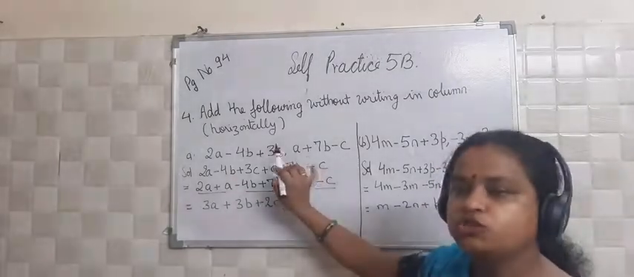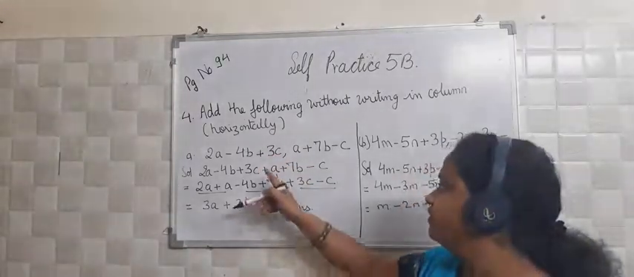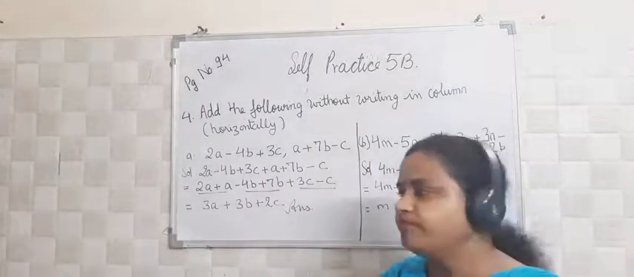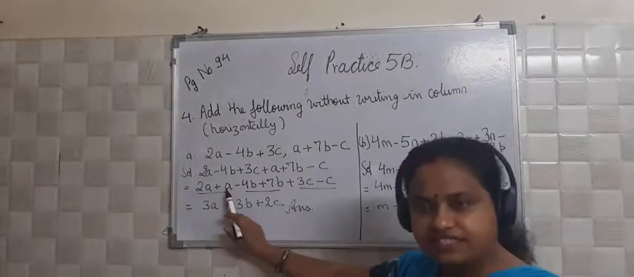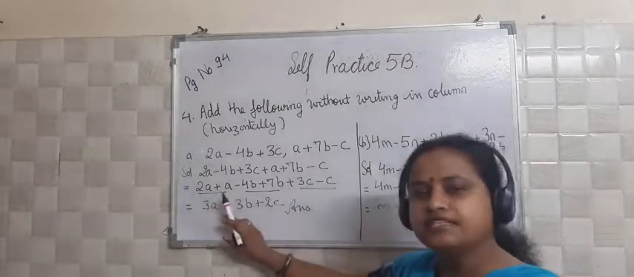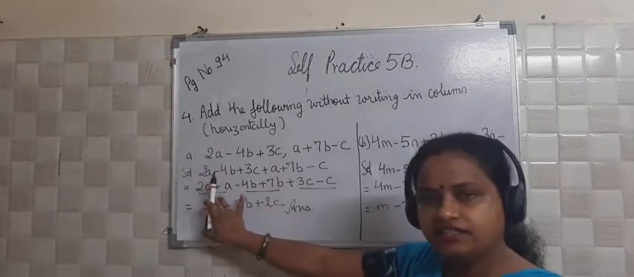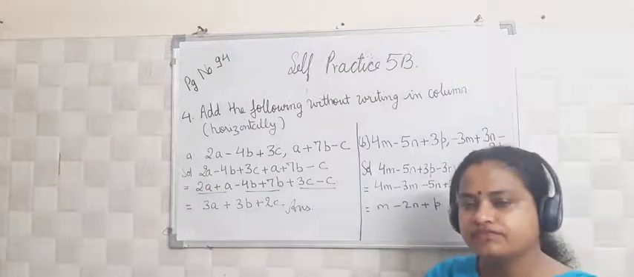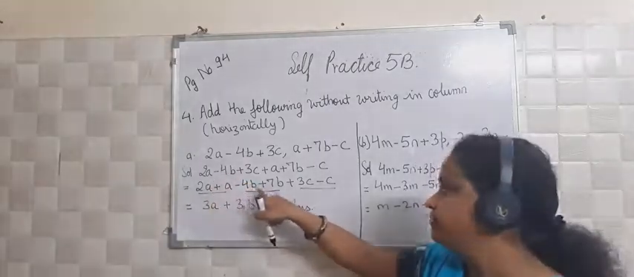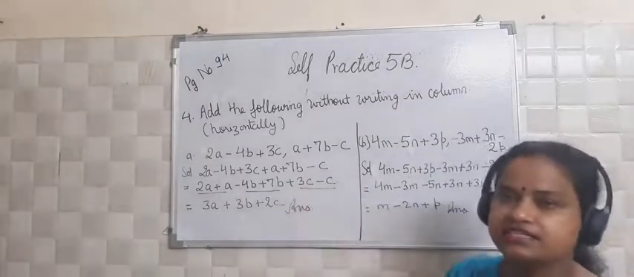Now what you will do? Here comma is there, means two expressions. First you will make it as one expression. You will remove the comma and put plus here. When you put plus here, you should take all a first, then b, and at last c. You see I have underlined it. 2a plus a, means I took this first. Here 2a and here a together. Now no other a is there. Now take b together. So minus 4b plus 7b. Then plus 3c minus c.